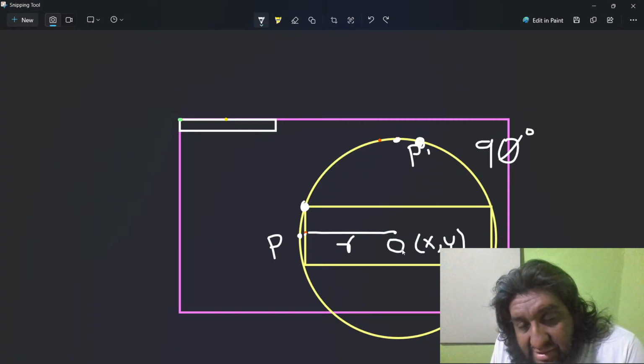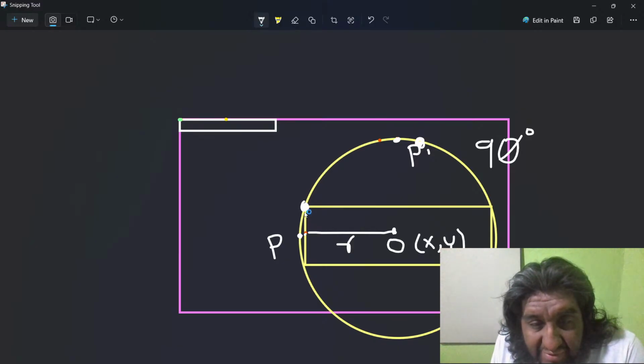So we have the origin, and we have this point, we have this point. And in fact, we have this one, but we can add something here.